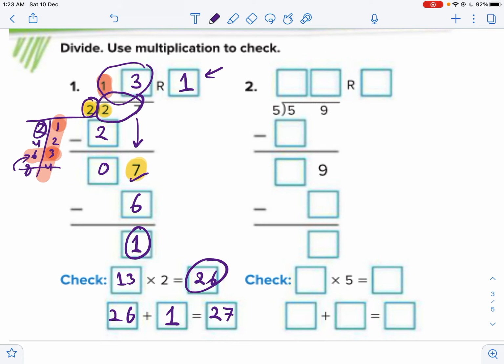59 divided by 5. Let's take the first number, which is the 5. You will ask yourself, is this number bigger than or equal to the 5, the divisor? Yes, it is equal to it. So you are ready to start. Let's write the times table of 5. 1 times 5 is 5. Here you are. You reach the 5 that you're looking for. So you will write it down here.